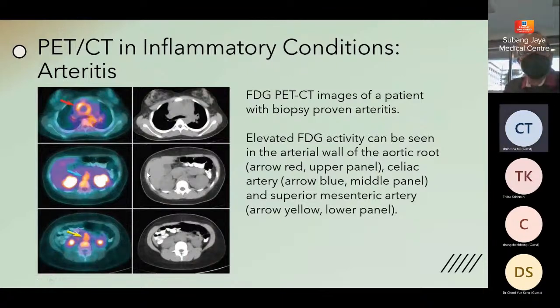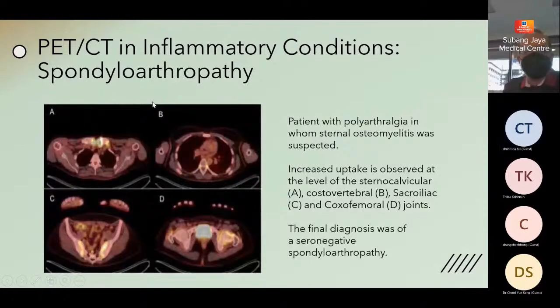FDG PET has been used for quite a number of years to diagnose arteritis. If you suspect a patient to have arteritis, you can see from here the increased activity in the root of the aorta and the celiac trunk. And this is a patient with spondyloarthropathy. You can see there's increased uptake in the sternoclavicular joint, the sacroiliac joints, as well as the hip joints. So in patients like this, where you're not very sure whether the patient has some disorder, FDG PET can be utilized for the diagnosis.